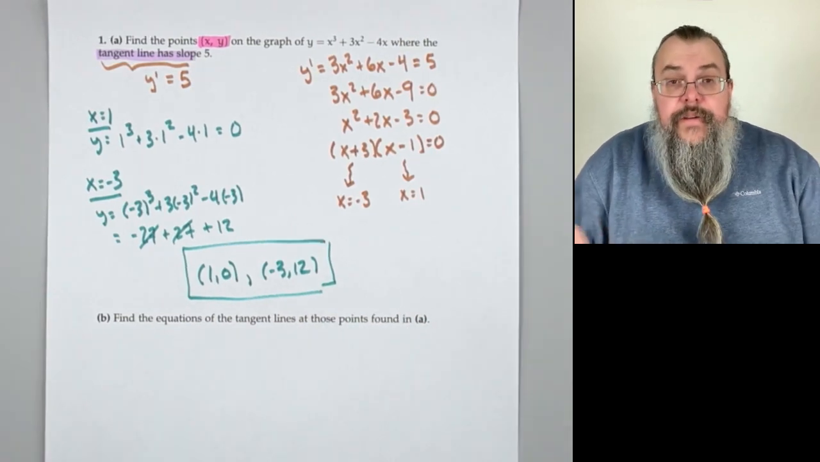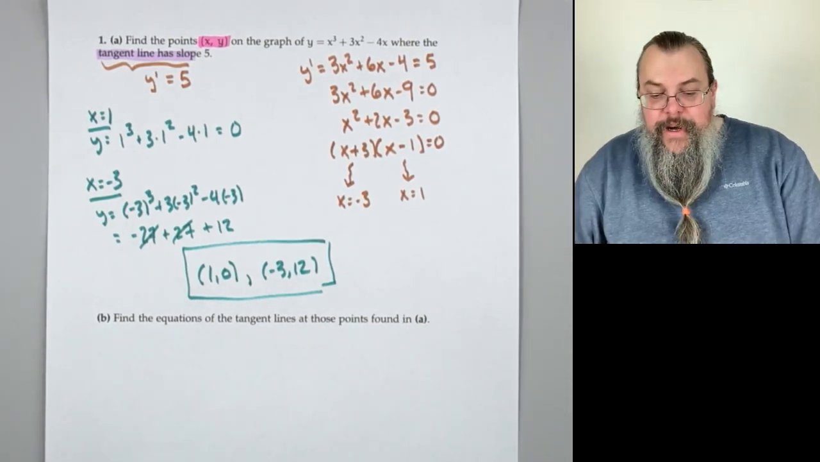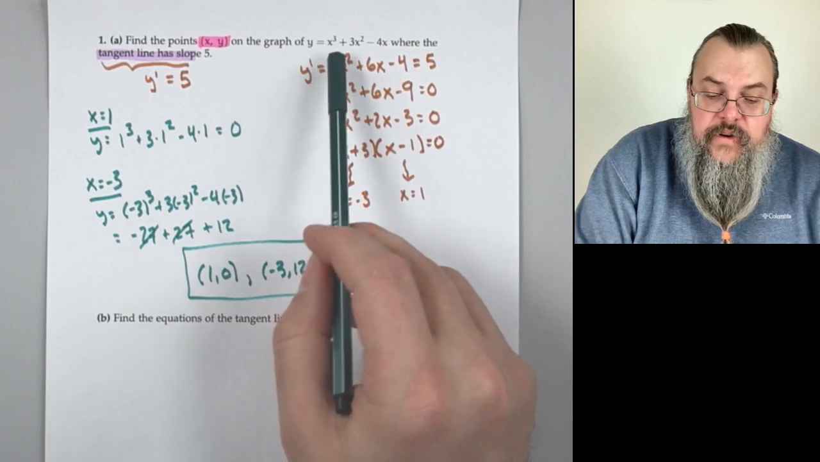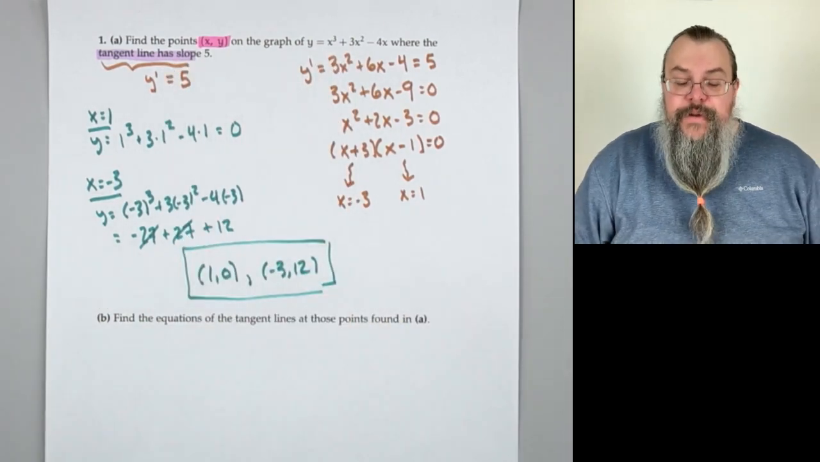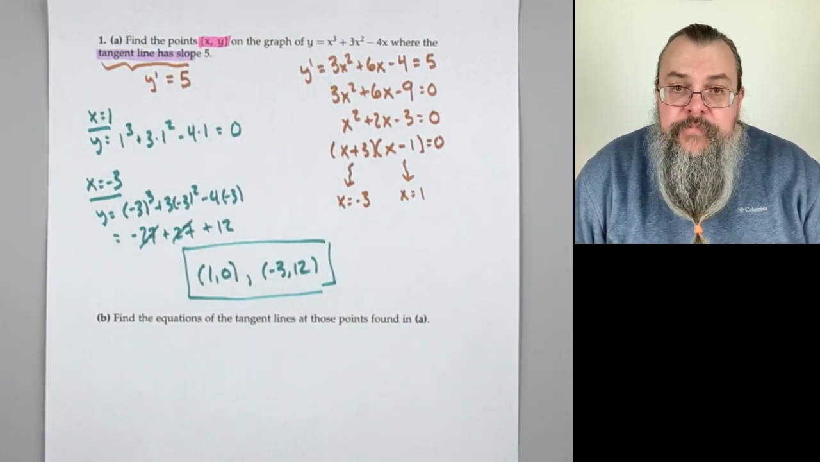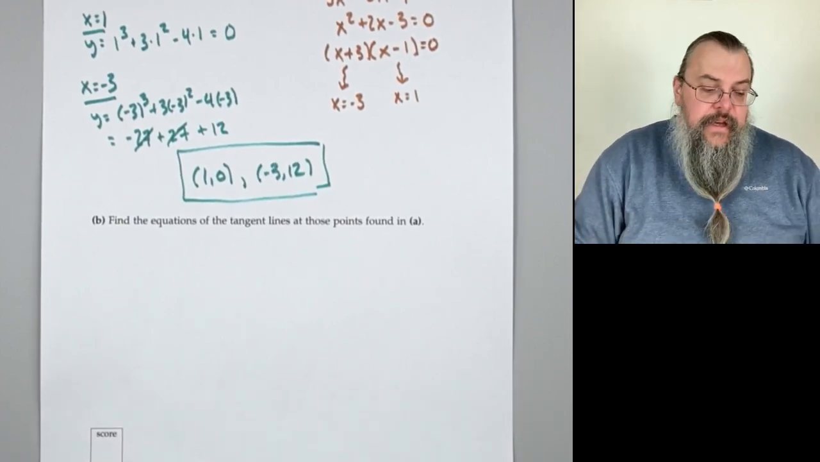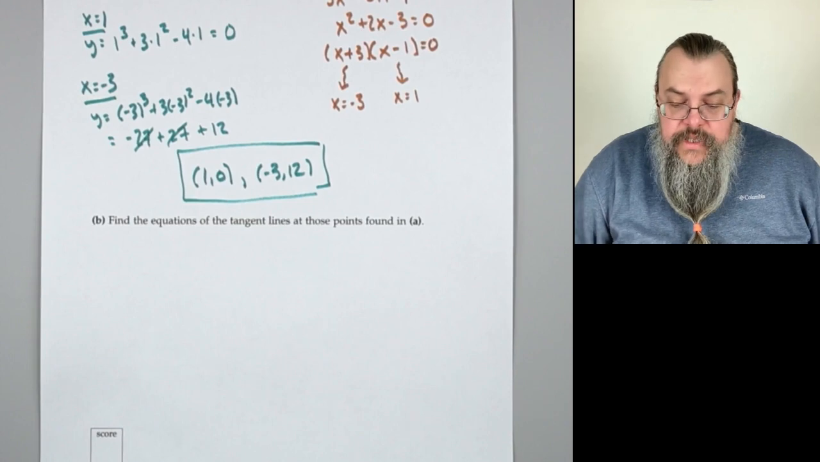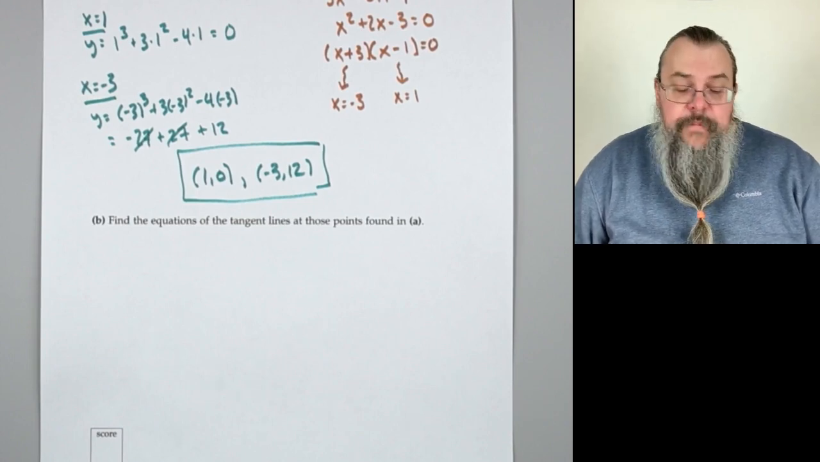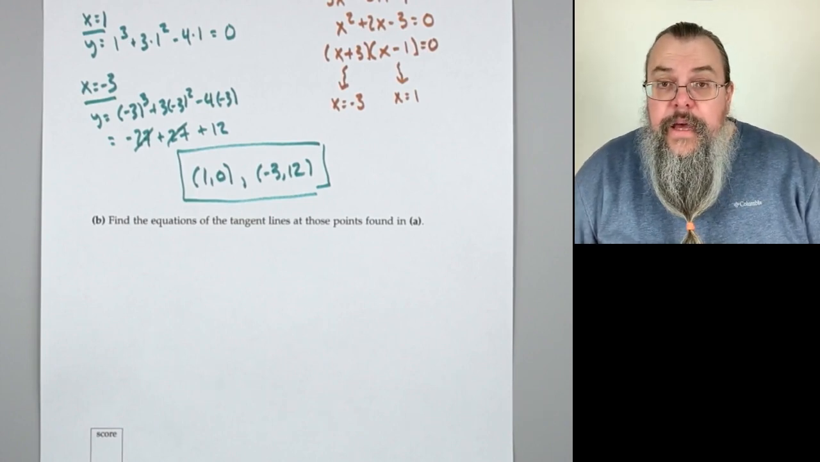And that's it. We found the points (x, y) on this graph where the tangent line has slope 5. All right, nothing too bad. So we move on to the next part, part B. Find the equations of the tangent lines at the points found in part A.